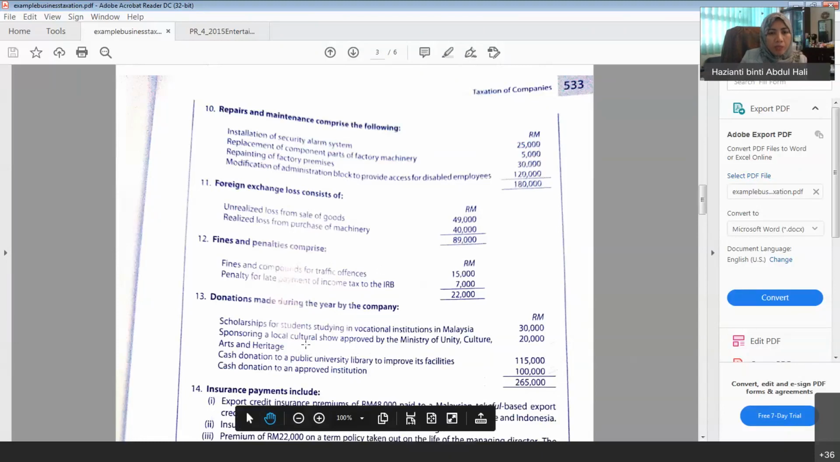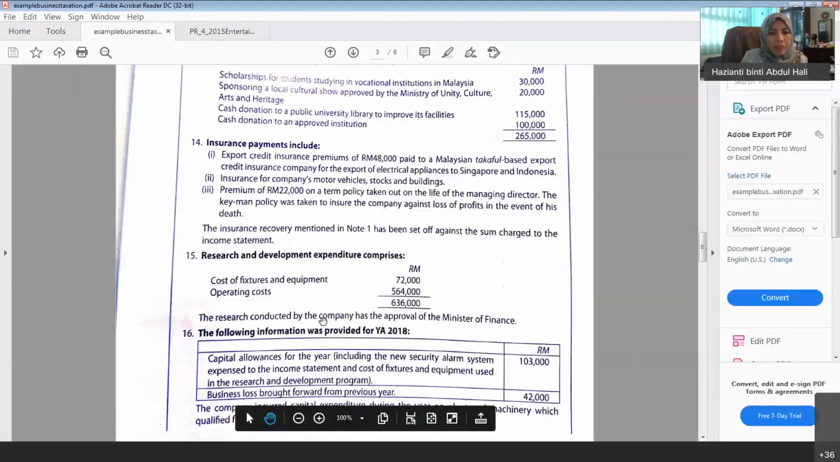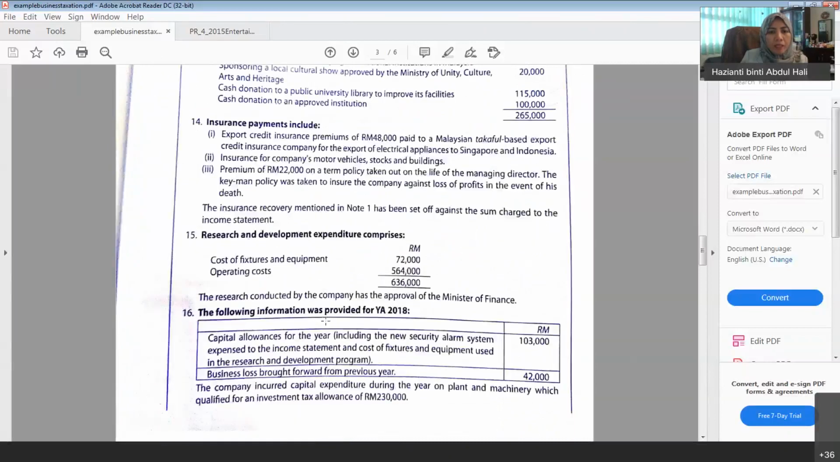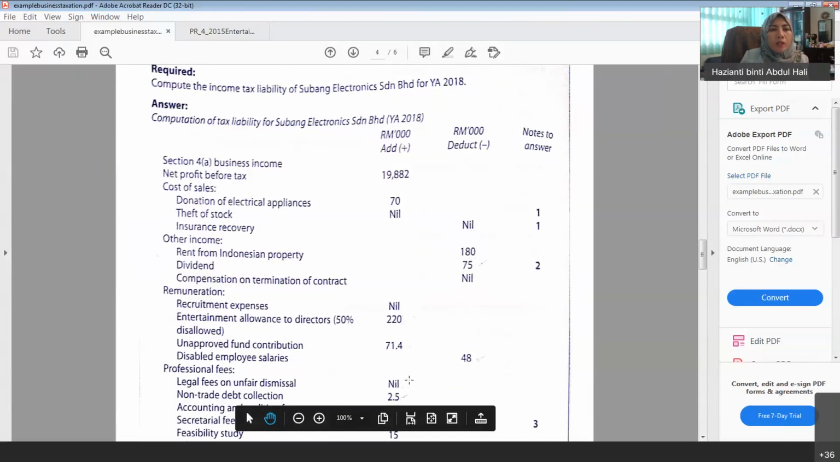Donations. Okay, donation pun ada banyak types of donation. Insurance payment, R&D, banyaklah, and also capital allowances. Alright, untuk capital allowance ni kita buat later. So maybe for this one kita just ambil the figure je because I haven't introduced to you what is capital allowance. And also capital expenditure which qualified for investment tax allowance of 230,000.